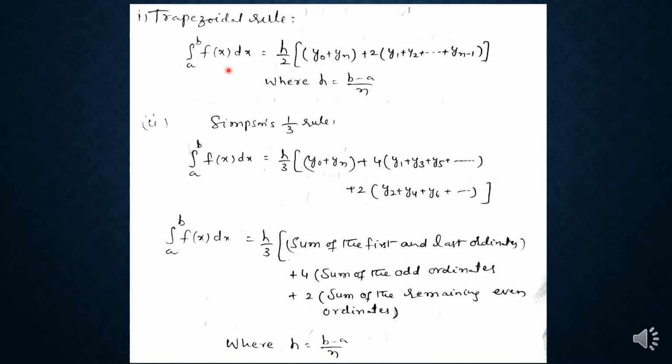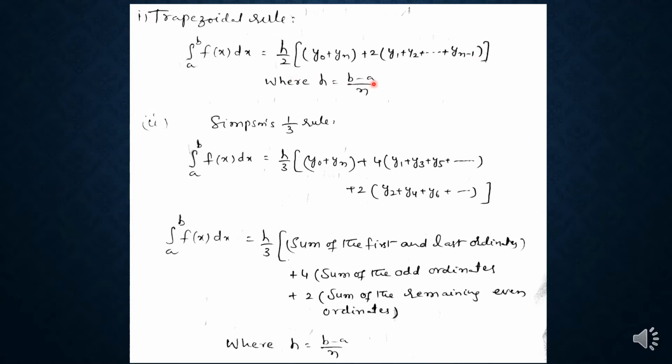So this is the trapezoidal rule: integral a to b of f of x dx is equal to h by 2, where h can be obtained by the formula (b minus a) by n. b is the upper limit, a is the lower limit, n is the number of divisions, into h by 2 into y0 plus yn, the first ordinate plus the last ordinate, plus 2 into (y1 plus y2 plus up to yn minus 1). This is the trapezoidal rule.